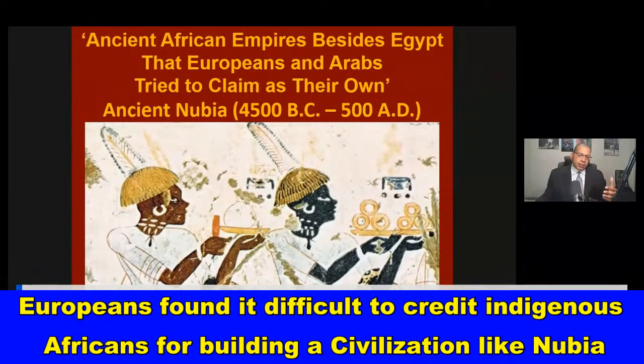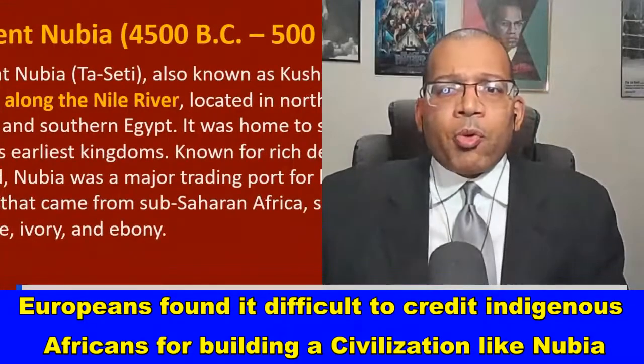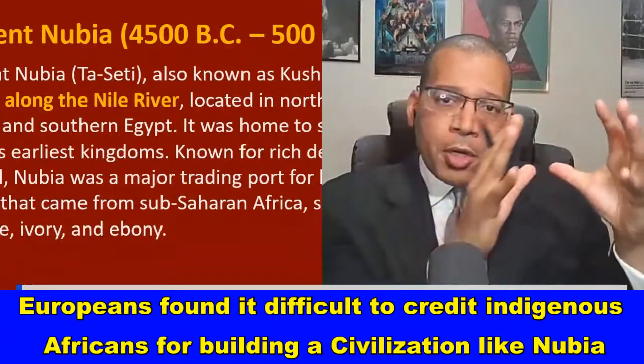So to understand ancient Kemet, ancient Egypt, you have to understand Nubia and understand Ethiopia. Now, ancient Nubia or Ta-Seti or Ta-Nehesi, also known as Kush, which was more of a region than a kingdom. And some of that also depends upon which period of time you're talking about. But ancient Nubia was a region along the Nile River located in northern Sudan and southern Egypt or southern Kemet. And today, the lower portion of Egypt and the upper portion of the Sudan, that is where Nubia was.